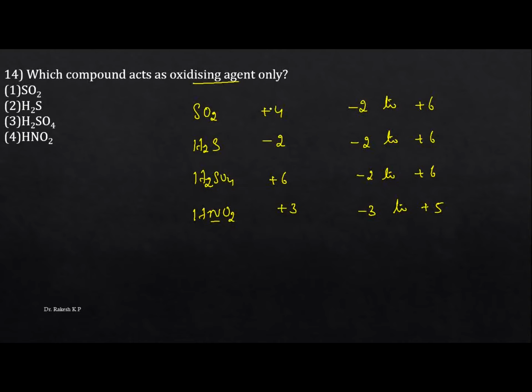Here we are having +4. That means they can increase and also they can decrease, because their value lies between -2 to +6. Here the only possibility is they can increase, they cannot decrease, because what you are having is -2. But in the case of sulfuric acid, the only possibility is they can decrease. They can decrease from +6 to maybe +4, maybe +2, or maybe -2.